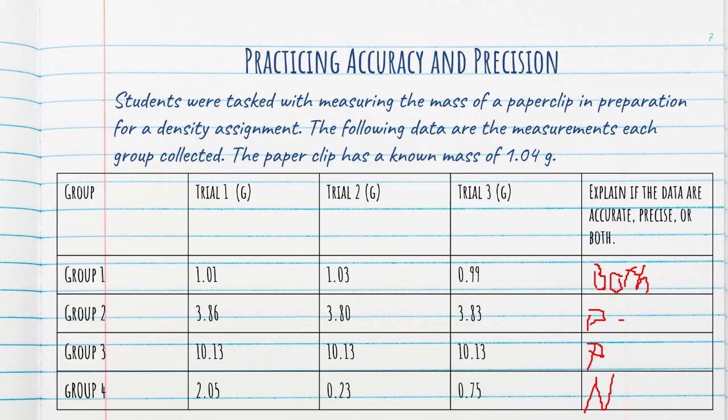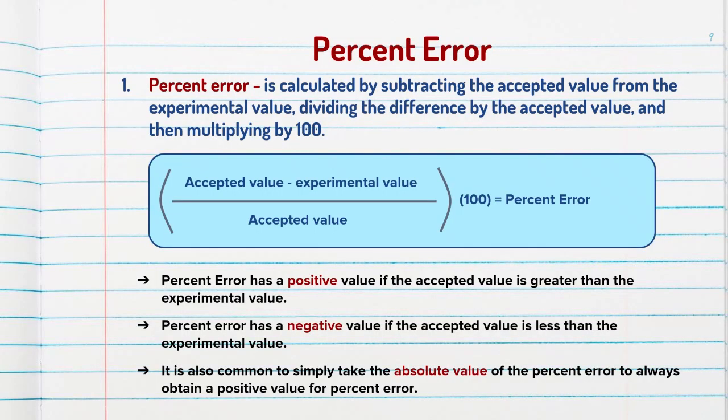All right, so now that we've talked about what precision and accuracy are, we're going to move over to talking about what percent error is. Percent error is calculated by subtracting the accepted value, so what you expected to get or what you should have gotten, from the experimental value, the thing that you got during the lab, dividing the difference by the accepted value and multiplying it by 100.